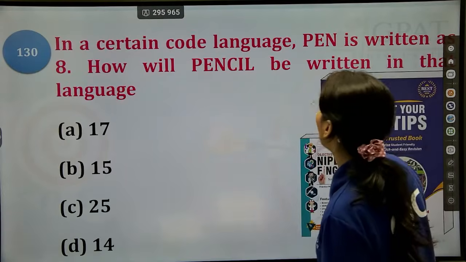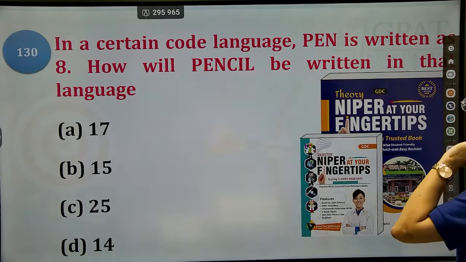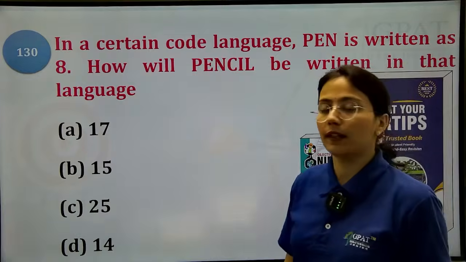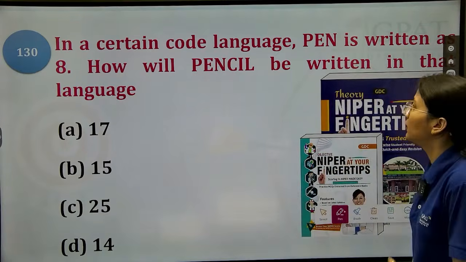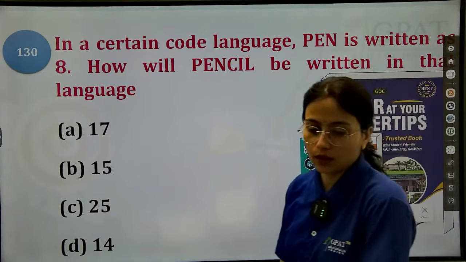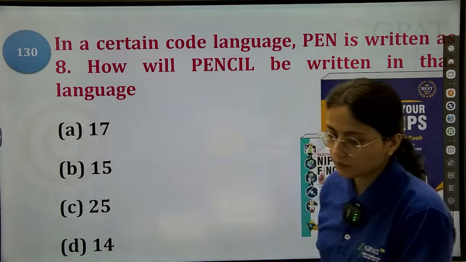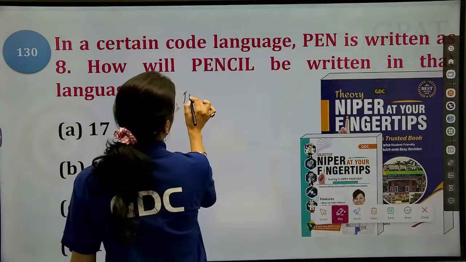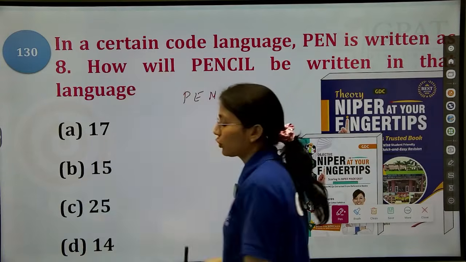In a certain code language, pen is written as 8. How will pencil be written in that? Like pen is written as 8, we have to find how pencil is written in code. Okay, so if you see pen, like PEN, P is in which place?